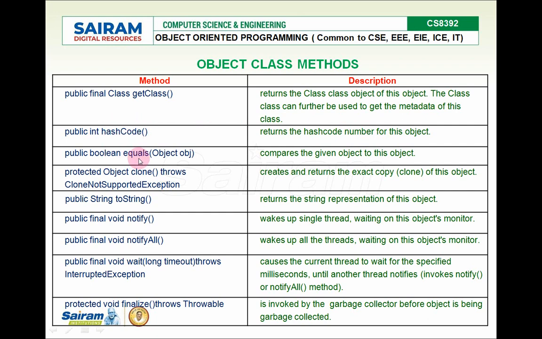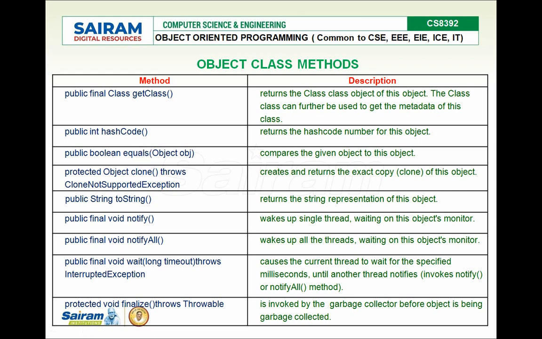Coming to equals, as I said already, equals is the method which compares two objects and returns a boolean value, true or false. It compares the given object to this object. For example, object.equals, inside the parentheses we give another object. So it compares the calling object and the parameter object and returns true or false depending upon the equality.